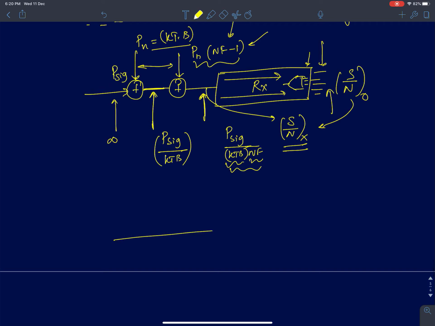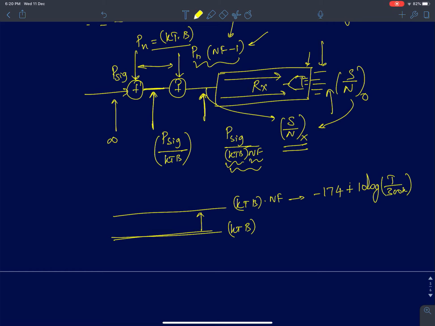So I'll plot the noise graph now. You've added a noise which is kTB. This is at the antenna input. Because of the receiver, this is going to increase by kTB times noise figure. And we already saw how to express this in dB. At 300 Kelvin, I can write it as minus 174 dBm per hertz plus 10 log of T by 300 Kelvin plus 10 log of B plus 10 log of noise figure. I'll write noise figure in decibels. Okay. So this will be the overall noise.